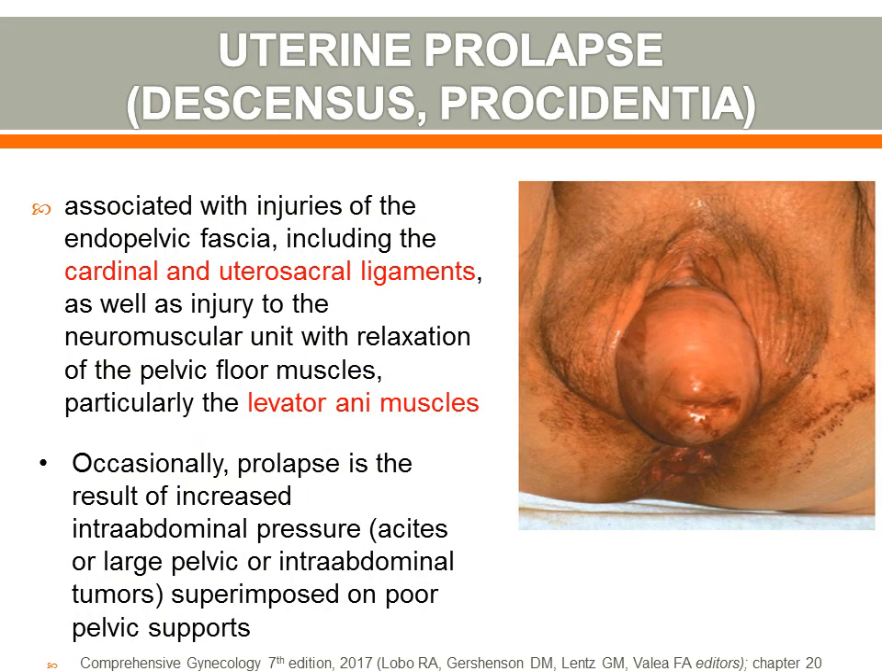Now finally, we have uterine prolapse or descensus, or what we call uterine procidentia. This is associated with injuries of the endopelvic fascia including cardinal and uterosacral ligaments, as well as injury to the neuromuscular unit with relaxation of the pelvic floor muscles, particularly the levator ani muscles. Occasionally the prolapse is the result of increased intra-abdominal pressure, such as ascites or large pelvic or intra-abdominal tumors superimposed on poor pelvic supports.